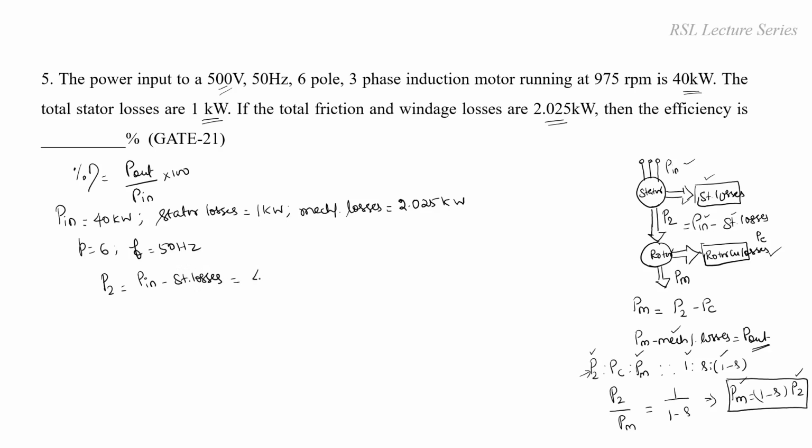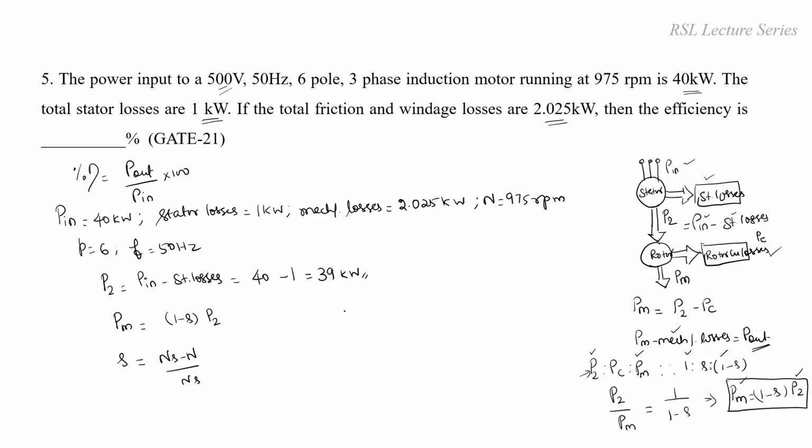Pin is given as 40 kilowatts. Stator losses are 1 kilowatt. So P2 is 39 kilowatts. Next we have to find out PM. PM is nothing but 1 minus S times P2. For that we have to find out S. S is the slip, given by Ns minus N divided by Ns. N is the speed of the motor, which is given: N is equal to 975 RPM.